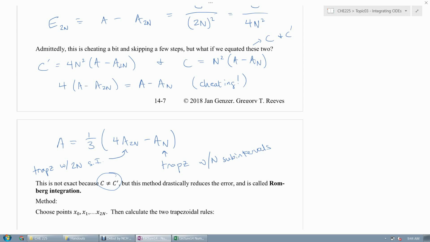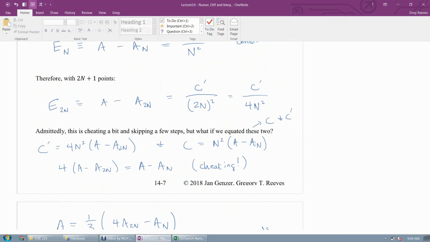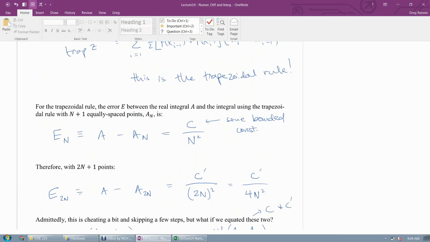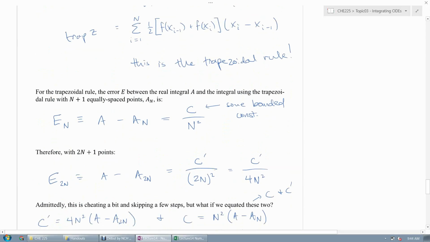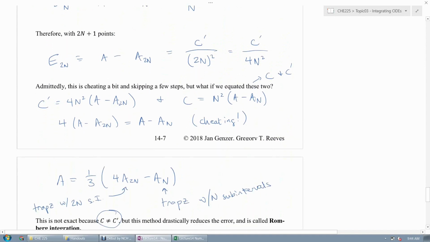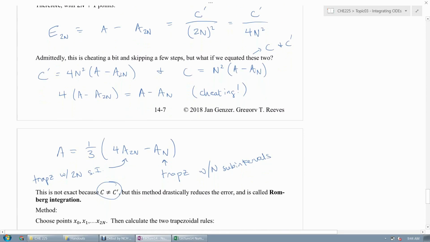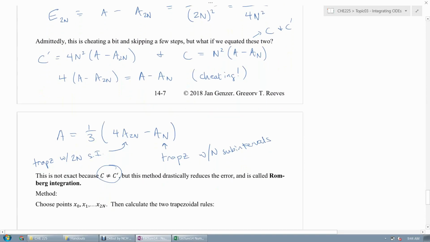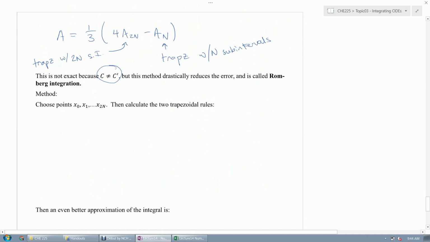If we combine these two estimations in just the right way, we actually get a very, very good approximation of the integral under the curve. And again, it is still an approximation because c is not equal to c prime. These two bounded constants, c and c prime, that are bounding our error, are not equal. So we're not actually setting the error equal to 0, but we are drastically reducing it.